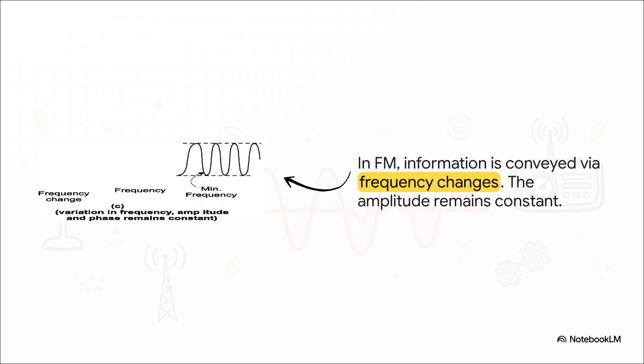Look at this. Instead of changing the height of the wave, its strength or amplitude, we change its speed. See how the height stays the same, but the peaks of the wave get squeezed closer together and then stretched further apart. That change in frequency, how often the wave goes up and down, that's the encoded sound. That variation is the message.